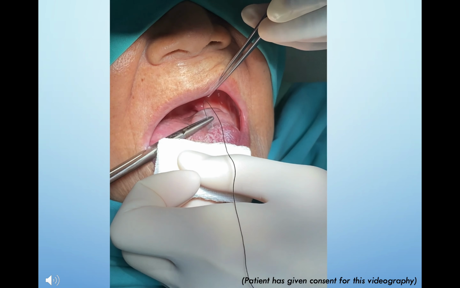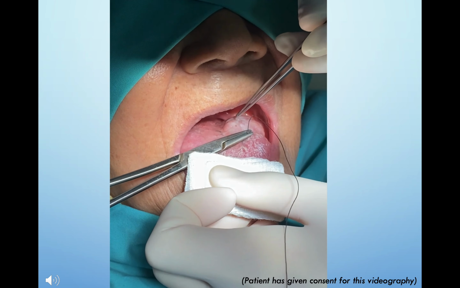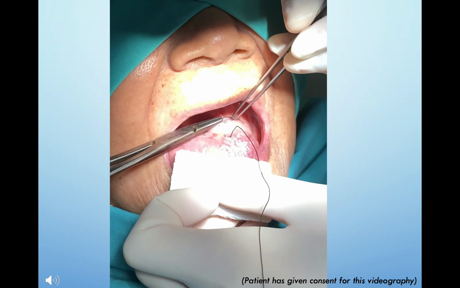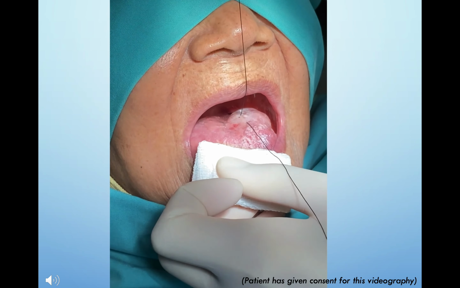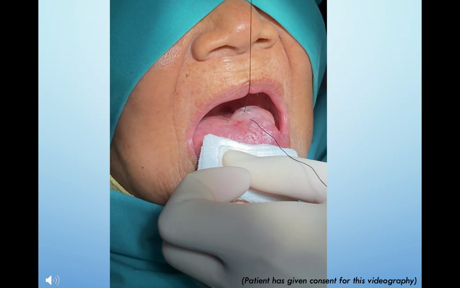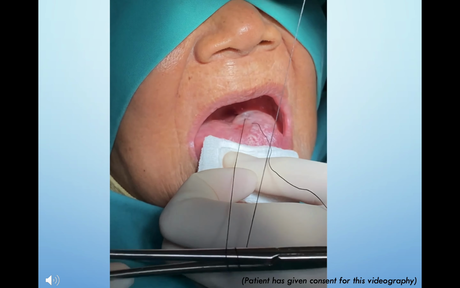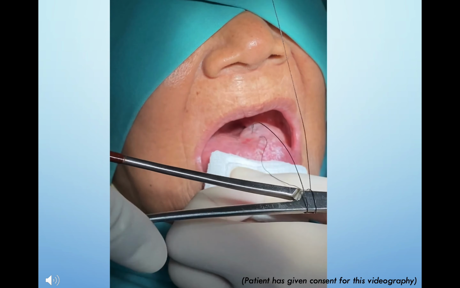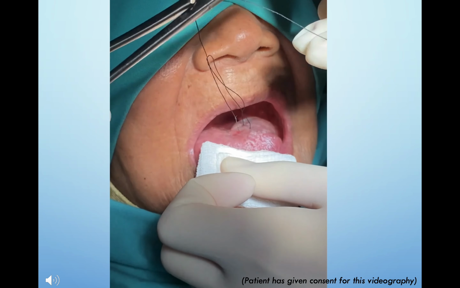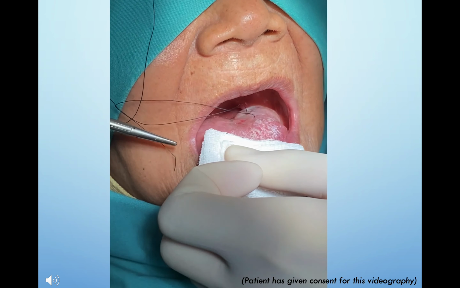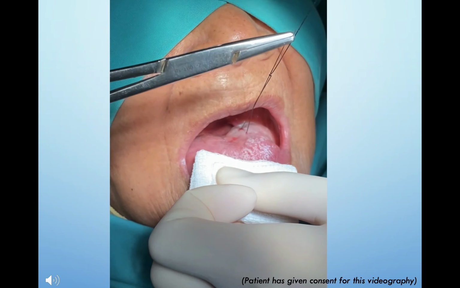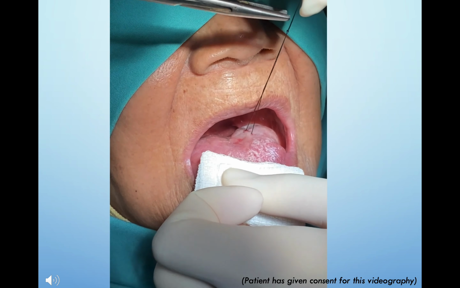A similar technique was used in this patient who has a non-healing ulcer on the dorsum of the tongue. A mouth prop can be considered if the patient has limited mouth opening, to avoid injury to the surrounding oral mucosa. In this case, a knot is made and this will be held with an artery forceps.